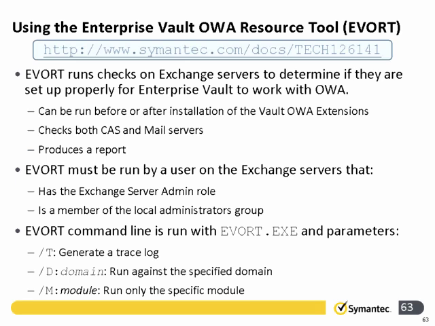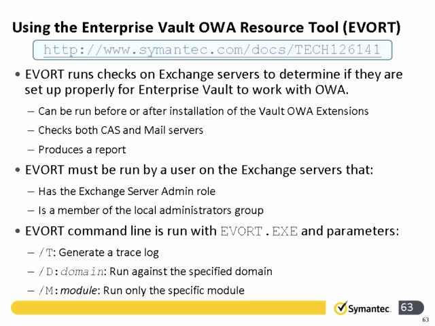You can either run it before or after you've installed the Outlook Web Access extensions. It will check the configuration of both your client access server and the mailbox server, and it will generate a report to tell you what types of problems may be occurring. It must be run on the Exchange server by someone who has the Exchange server admin role and is also an administrator in the administrator's local group on the Exchange server.